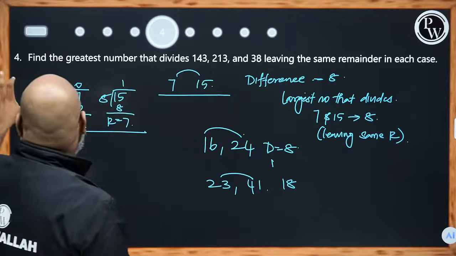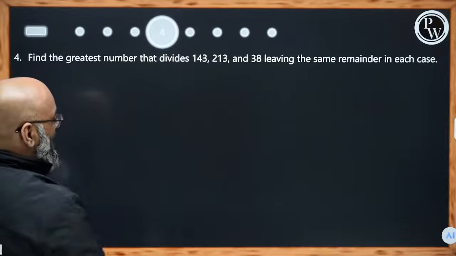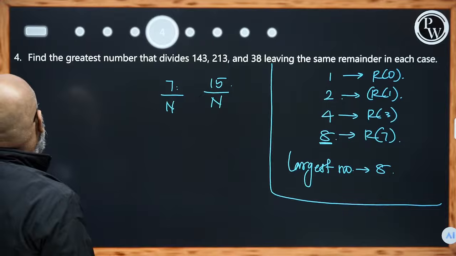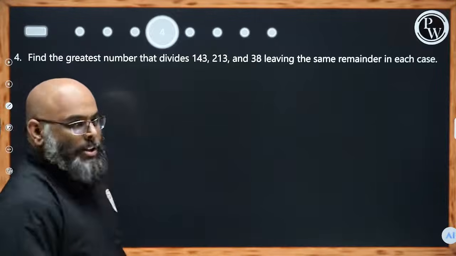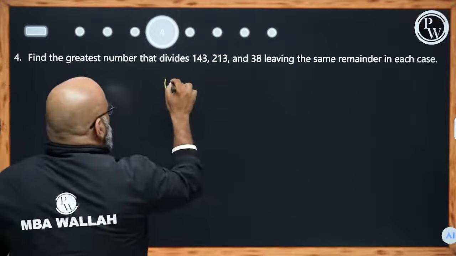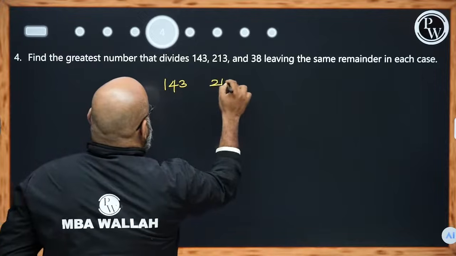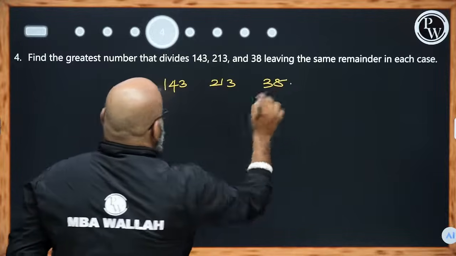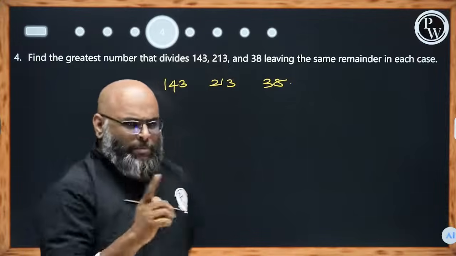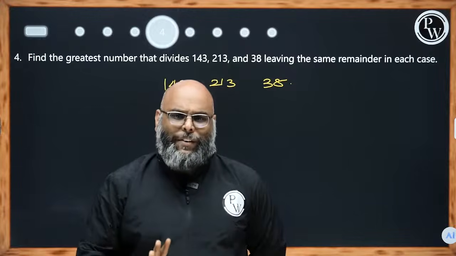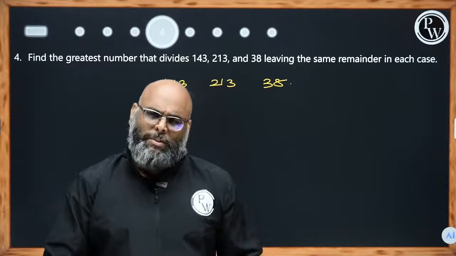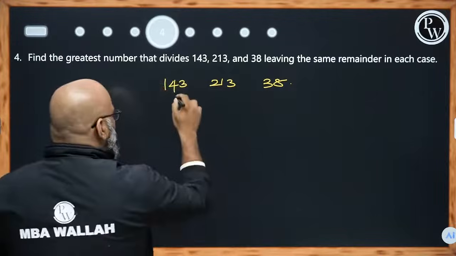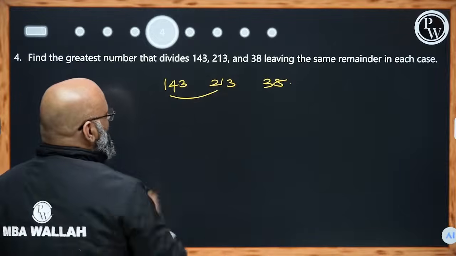But if I come to this question now, I'm going to rub this all part. There is 143, there is 213, there is 38. I said there are two numbers, take the difference, it's the largest number. There are three numbers here. What will I do? Do the same thing. What is the difference between 143 and 213? 70.